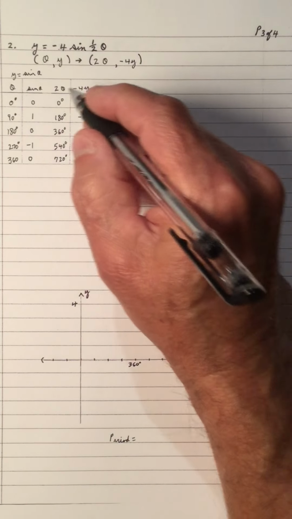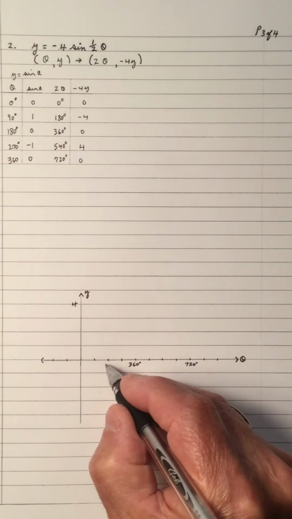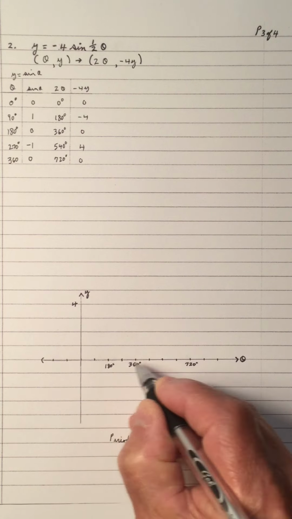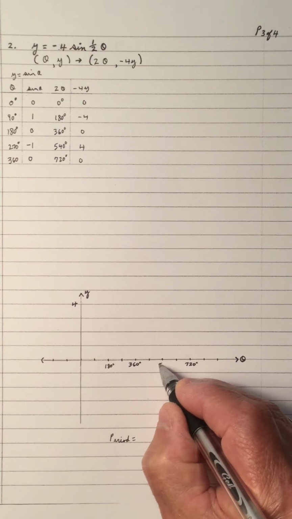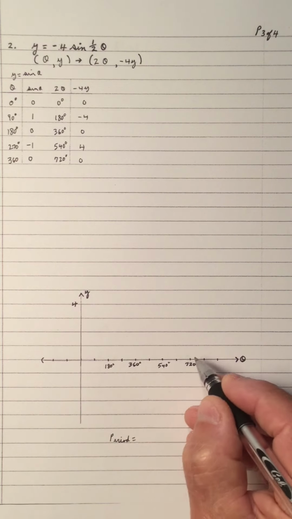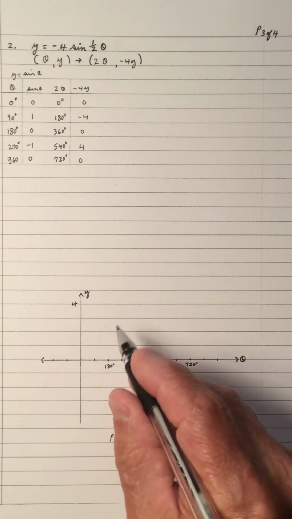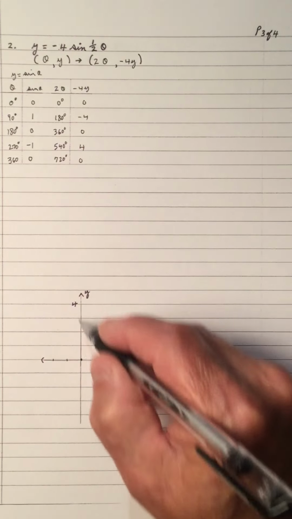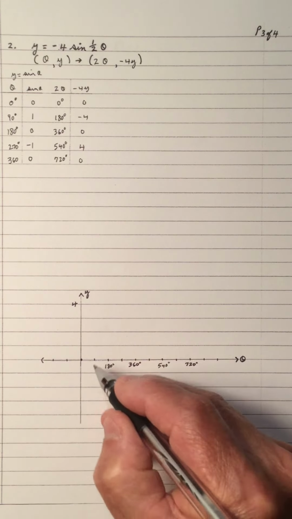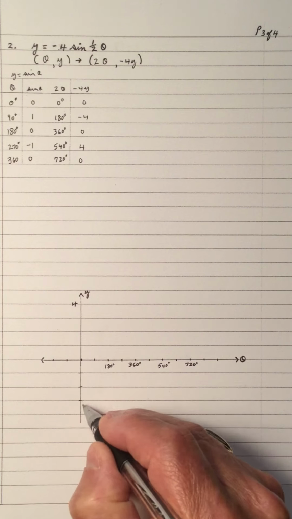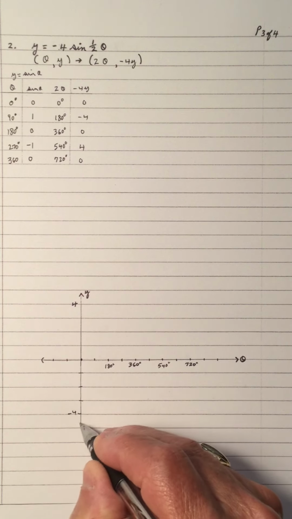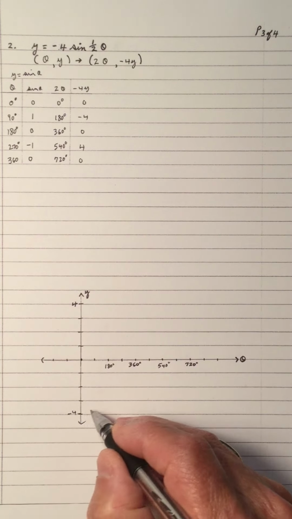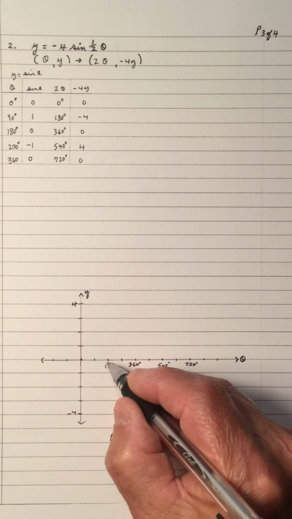So let's graph. We have 0, 180, 360. This is 180. 360, in the middle is 540. And we have 720. So 0 gives me 0. 180 gives me negative 4. Let's mark this off. I neglected to mark it off here. 1, 2, 3, 4. Forgot to put the bottom down. So 180 is negative 4.